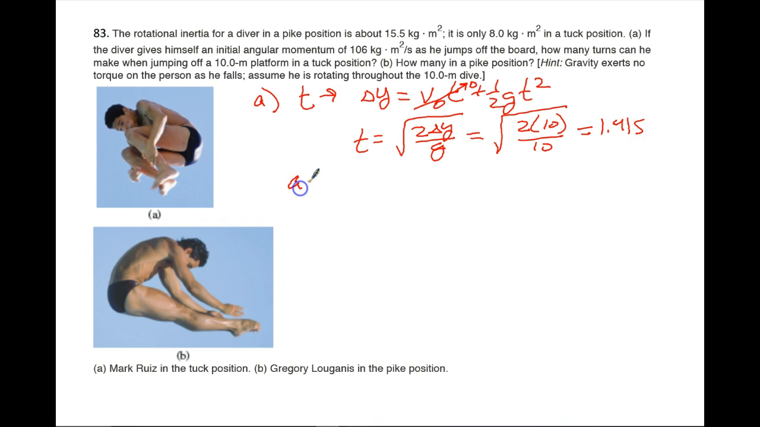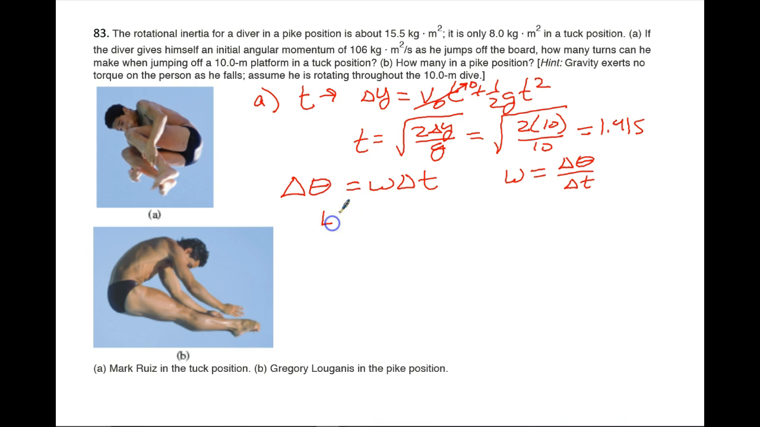Now that we know that, we want to find out what is the change in the rotation, or what is the change in the angle. That's equal to omega times the change in time. And it's because we know the angular velocity is just the change in position over the change in time. So that's why we can come up with this equation.